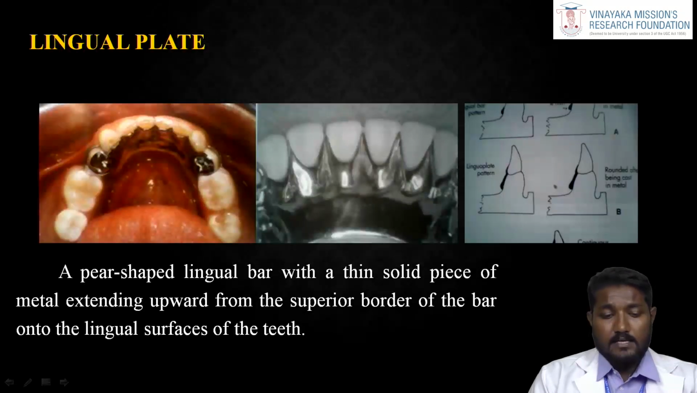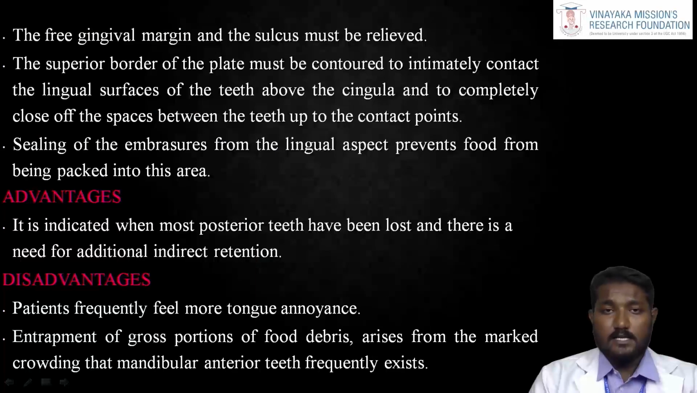The lingual plate. A pear-shaped lingual bar with a thin solid piece of metal extending upward from the superior border of the bar onto the lingual surface of the teeth. The free gingival margin and the sulcus must be relieved. The superior border of the plate must be contoured to intimately contact the lingual surface of the teeth above the cingulum and to completely close off the space between the cingulum and the contact points of the teeth. Sealing of the embrasure from the lingual aspect prevents food from accumulating in the region.